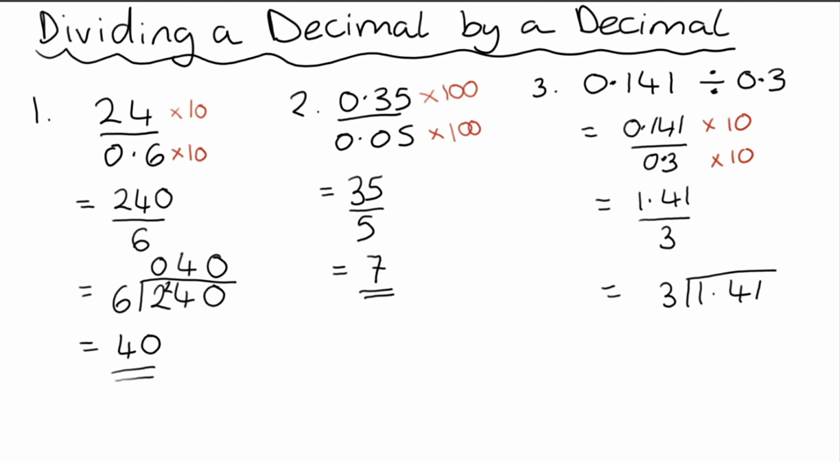We can divide by 3. 3 into 1 doesn't go, carry the 1. 3 into 14 goes 3 times, remainder 2. 3 into 21 goes 7. Our final answer is 0.37. And that's how you divide a decimal by a decimal.